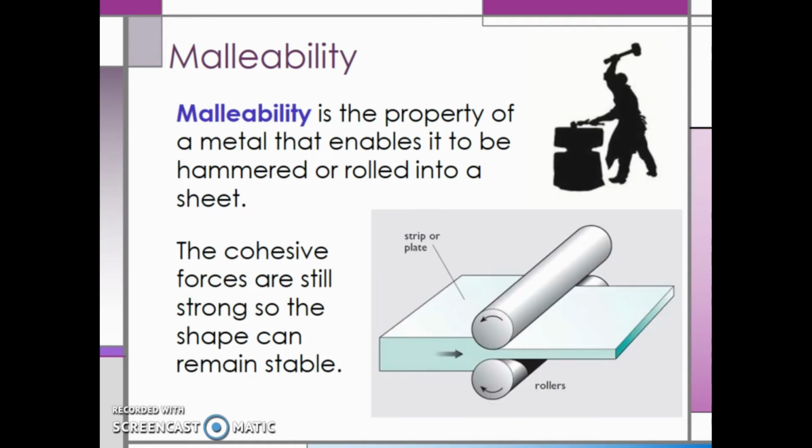shape remains stable. In this picture, we see that the metal sheet is being forced between a pair of rollers and is much thinner after the rollers roll the metal into a sheet.